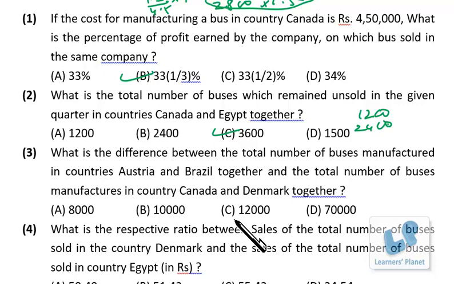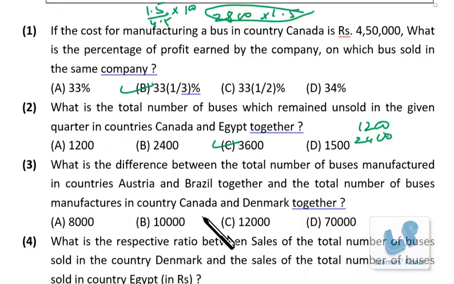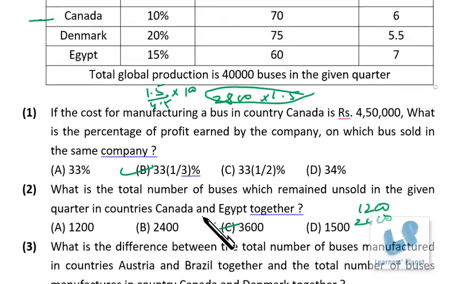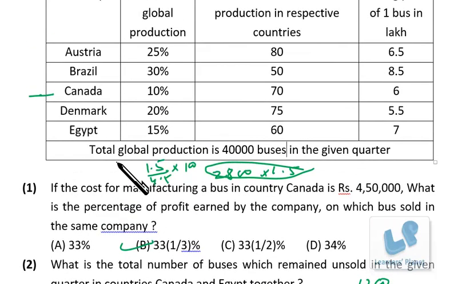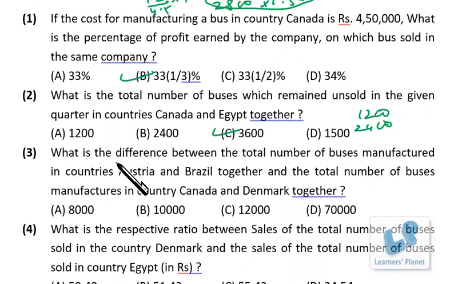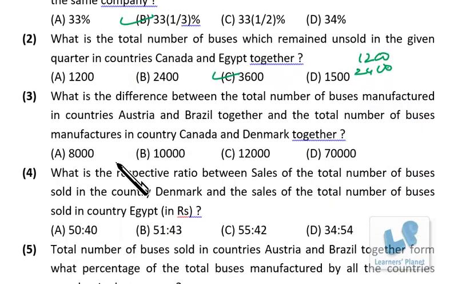What is the difference between the total number of buses manufactured in country Austria and Brazil together and the total number of buses manufactured in country Denmark and Canada together? Okay, Austria and Brazil, so that is 30 and 25, 55. Then Canada and Denmark, 30. So the difference is 25%. 25% of 40,000, so that is 10,000.